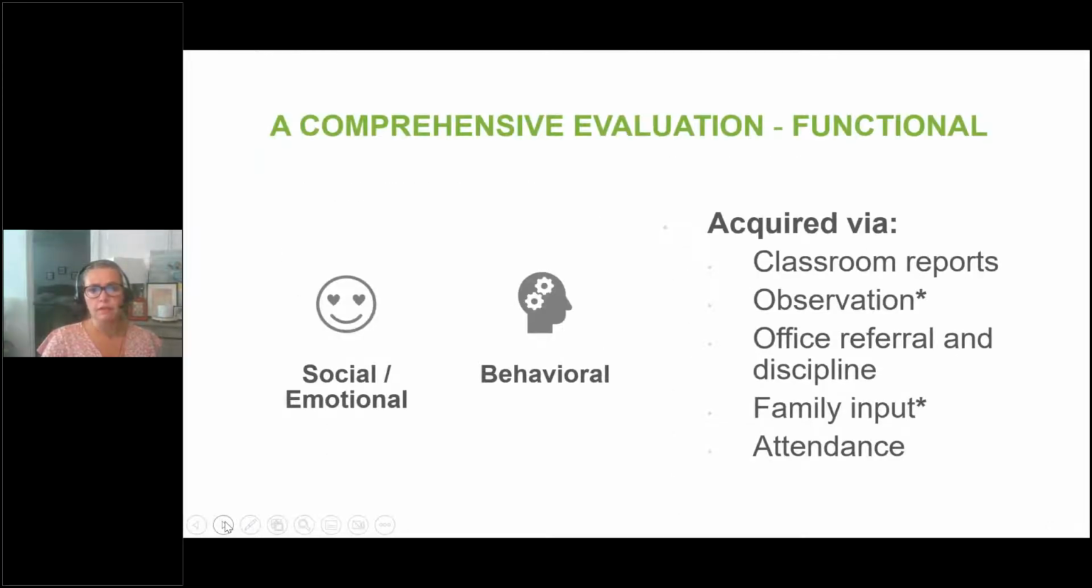And we also have to look at social, emotional, behavioral functioning. So again, looking at classroom reports, observations of the student in the classroom, comparing the student to other peers in the classroom to see if the student that we're assessing is engaging in typical types of interactions versus atypical types of behavior interactions. We also, again, want to have that family input. We want to have information about office referrals and discipline, and also attendance.